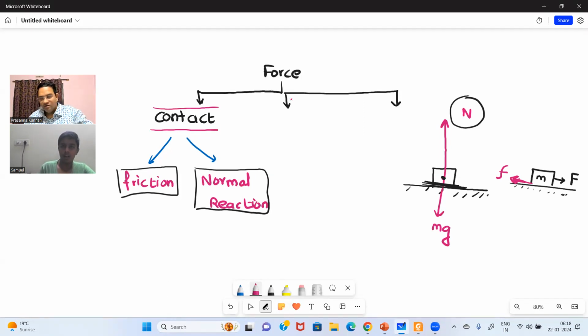Friction is mainly of two types. Of course, you can also categorize into a third type.